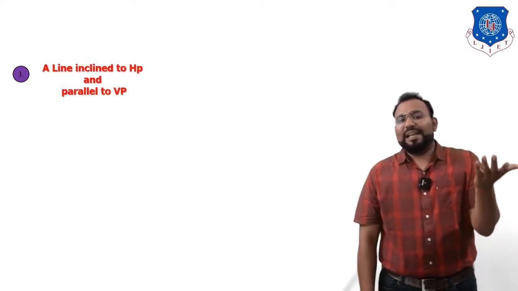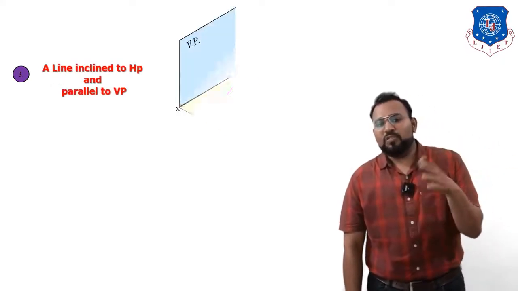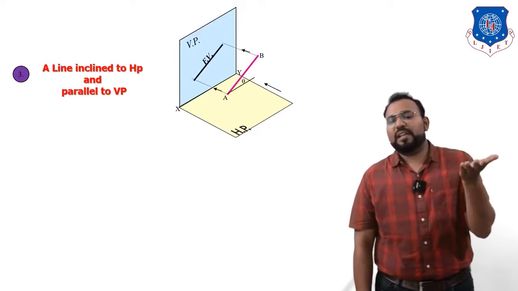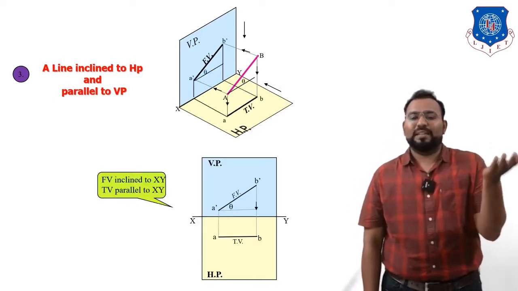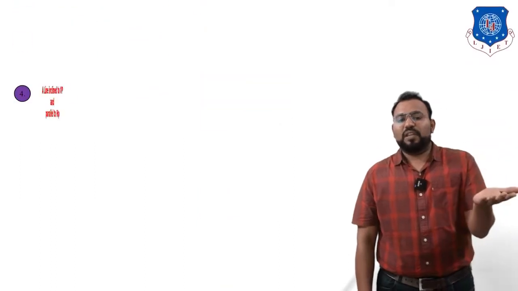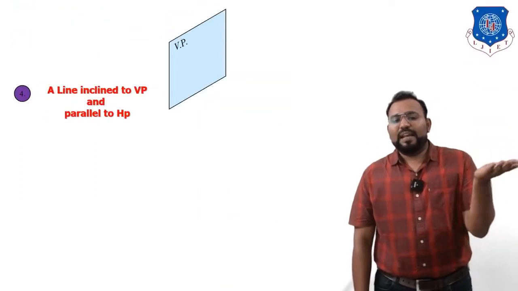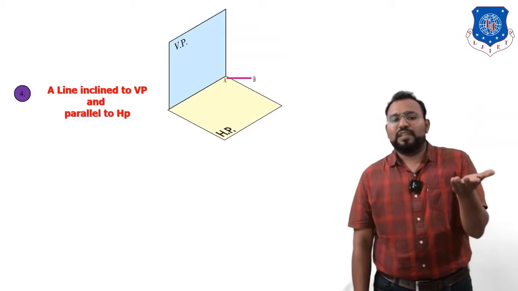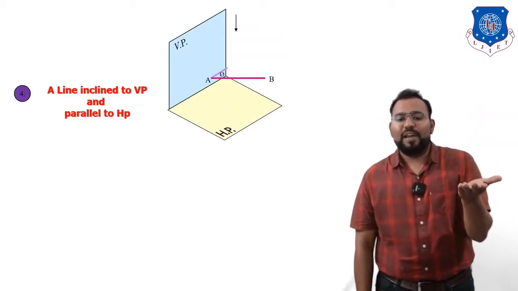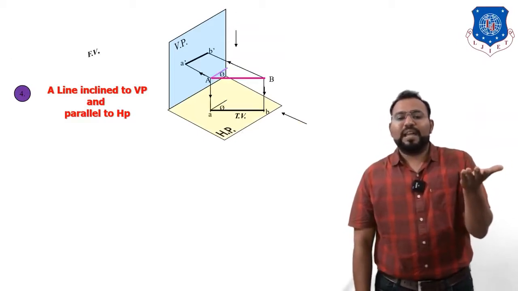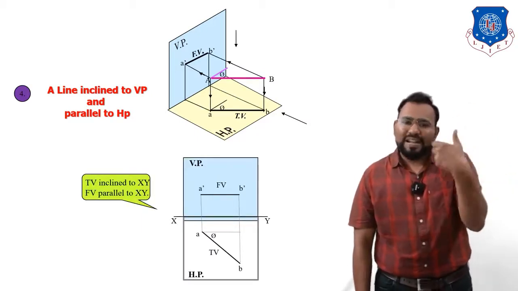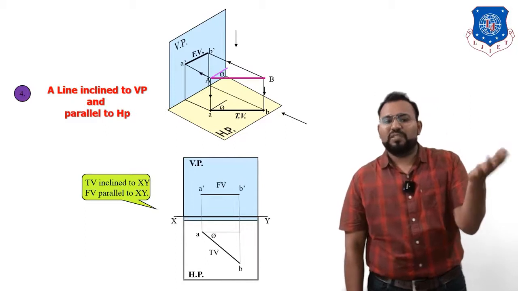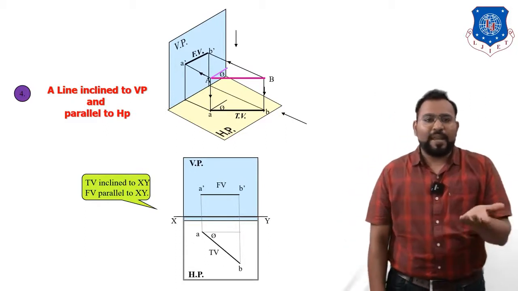And in the third case, we saw a line inclined to HP and parallel to VP. You can see this over here, a line inclined to HP by an angle theta, and the projection looks like this. In the fourth case, we saw a line inclined to VP and parallel to HP. See the line inclined to VP by an angle phi, and the projection of this line looks like this. So we have already discussed this in the last video. This is just a quick recap.